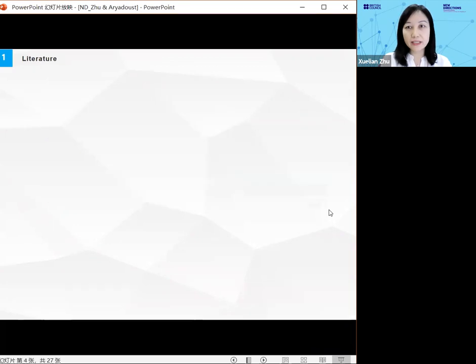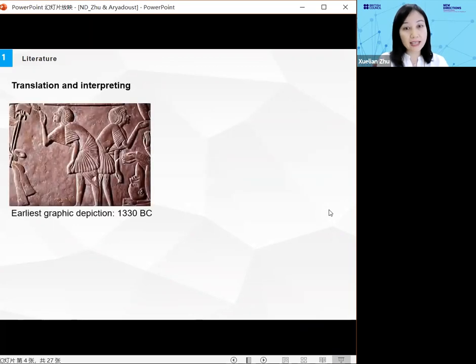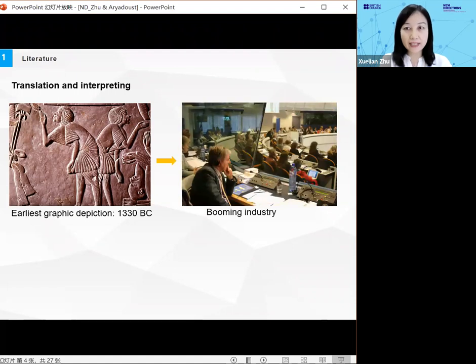As mentioned by Dr. Vahid, translation and interpreting are also known as written and spoken translations, respectively. They have played essential roles in promoting trade, religion, and scholarship exchanges in history. For example, on the left, you can see the earliest graphic depiction of the interpreter talking to both sides. That's one person talking to both sides. And now, translation and interpreting has become a booming industry in the 21st century, widely used in international organizations, NGOs, or other business and political occasions.